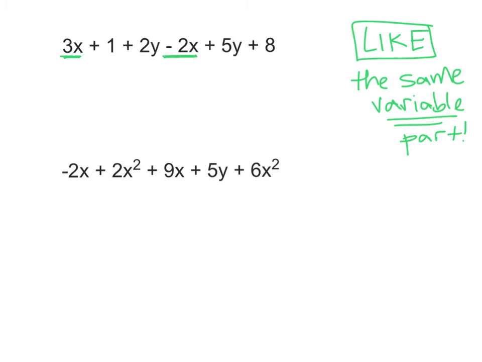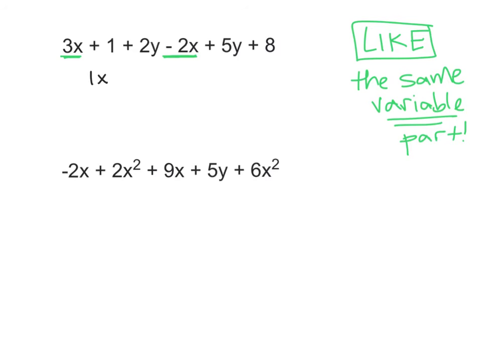So what that means now is I have 3 x's, and then I need to subtract 2 x's. It's kind of like having 3 apples and taking away 2 apples. Well, that leaves us with 1 apple. So I'm going to write 1x when I combine those two terms.